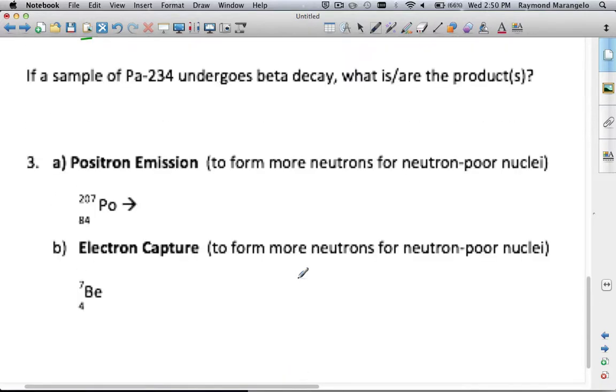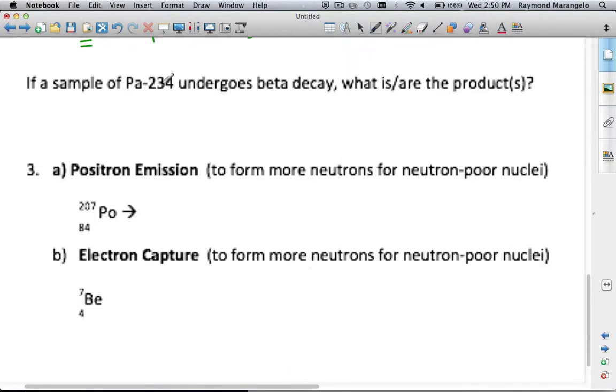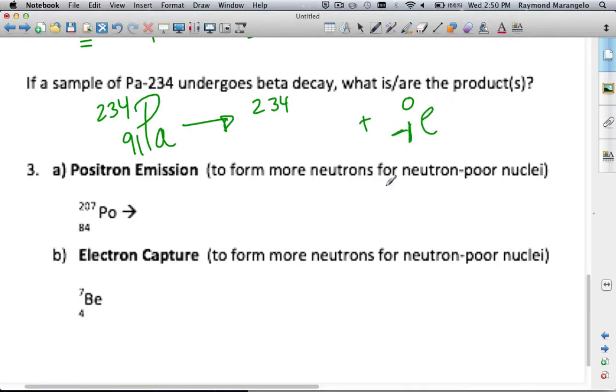Then you have beta decay. So you have, here you go, Pa-234, which is element number 91. That's the protactinium, right? The protactinium going through beta decay. Well, it's still going to weigh 234. Oh, and I forgot, there's the electron flying off. There's the beta particle. It's still going to weigh 234, but now it's going to have 92 protons because one of the neutrons became a proton and it turned into uranium.